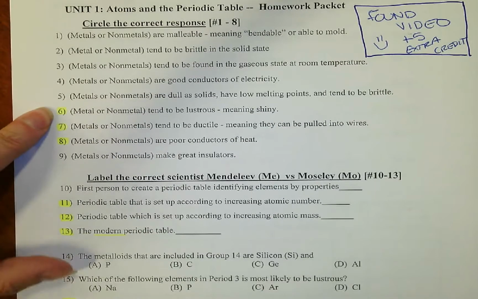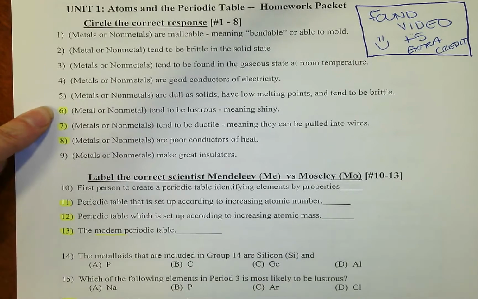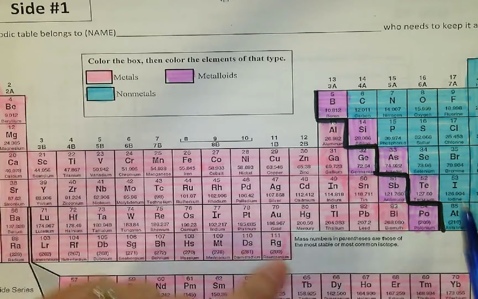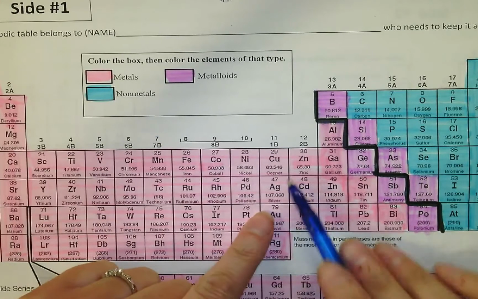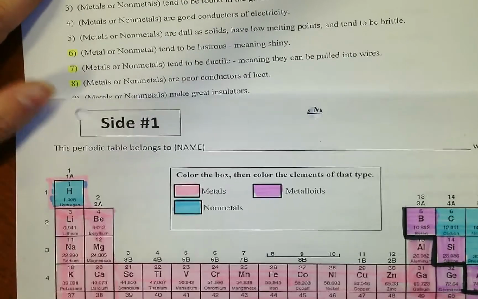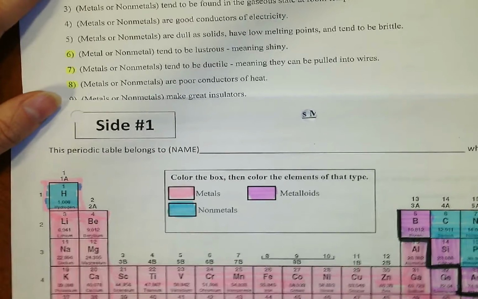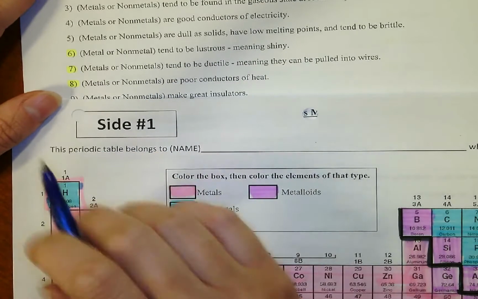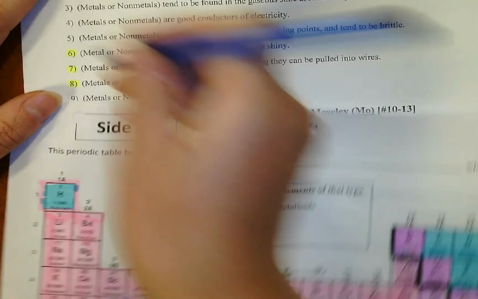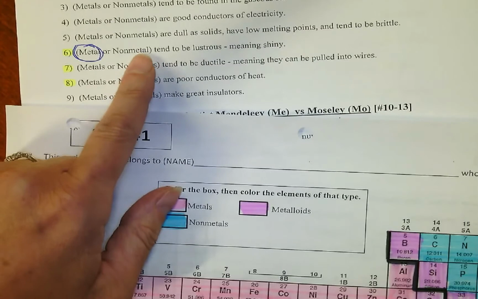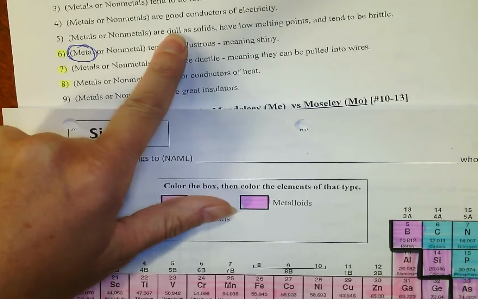Looking at 6, 7, and 8 here, we're talking about differences between metals and nonmetals. If you were in class today, you should have the colored periodic table going from metals on one side, the metalloids in the middle, and then your nonmetals over here on the right. You can absolutely use your notes as you go over the homework. It says metal or nonmetal tend to be lustrous, which means shiny. So our shiny elements are definitely our metals. They tend to be lustrous. Nonmetals are considered dull, like it says here.